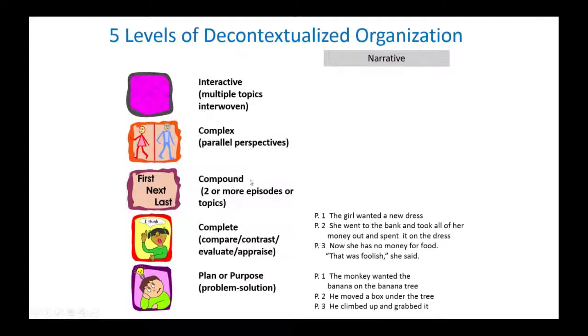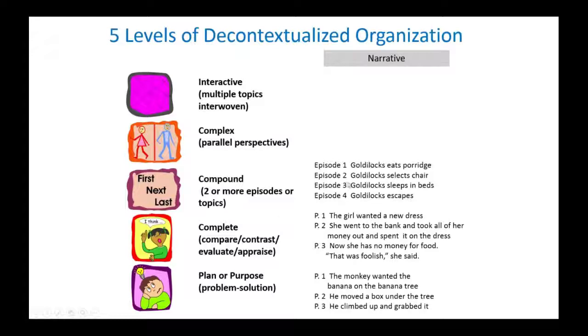So this would be like Goldilocks and the Three Bears. First you have the Goldilocks eats the porridge episode. Then we have the Goldilocks selects a chair episode. Then we have the Goldilocks sleeps in the beds episode. And then we have the Goldilocks escapes when the bears come home episode.